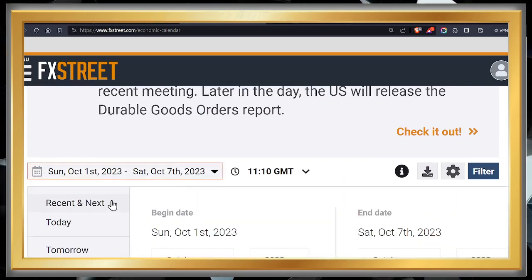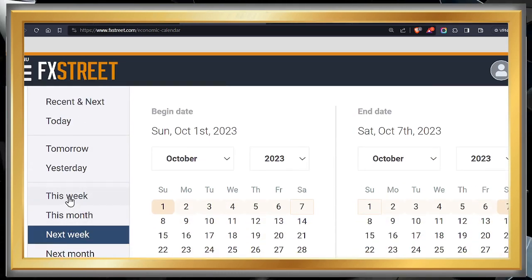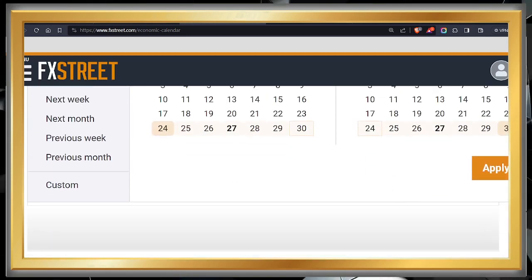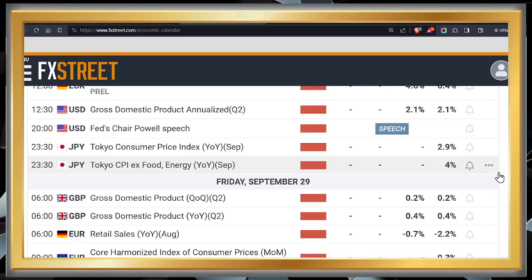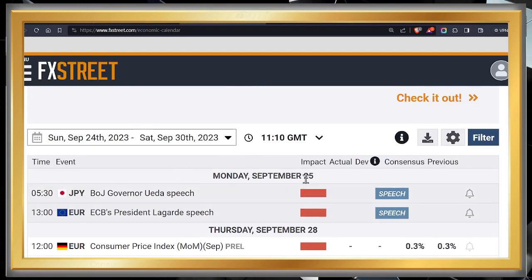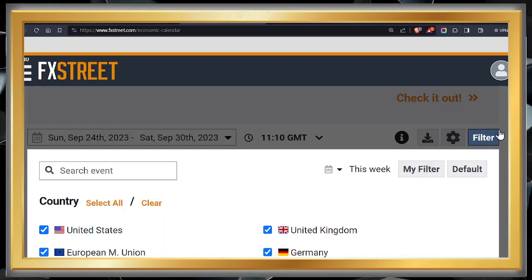So, on the economic calendar, we normally focus on high impact events from the economies on our watch list. And so, for this week, we have been looking at the US and the Japanese yen economy.